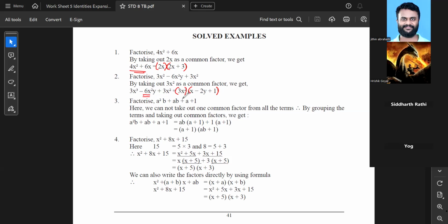Sir, I have a doubt. Yep. Sir, in the question it is given factorize 3x square minus 6x square y plus 3x square, right? Yep. But sir, if you check below, it is given 3x cube minus 6x square y. Oh yeah, it's a printing error. There should have been cube. Oh, okay, okay, sir.